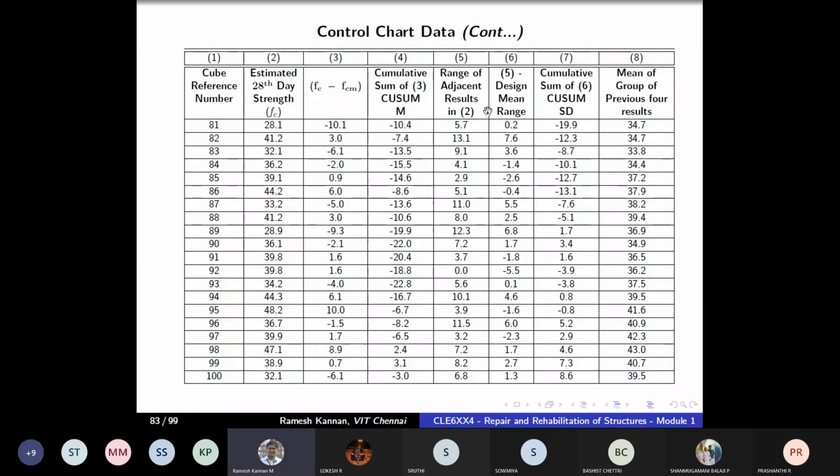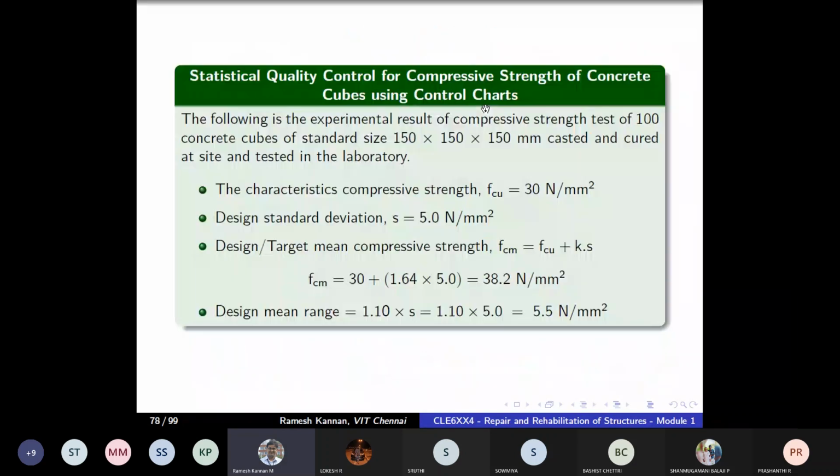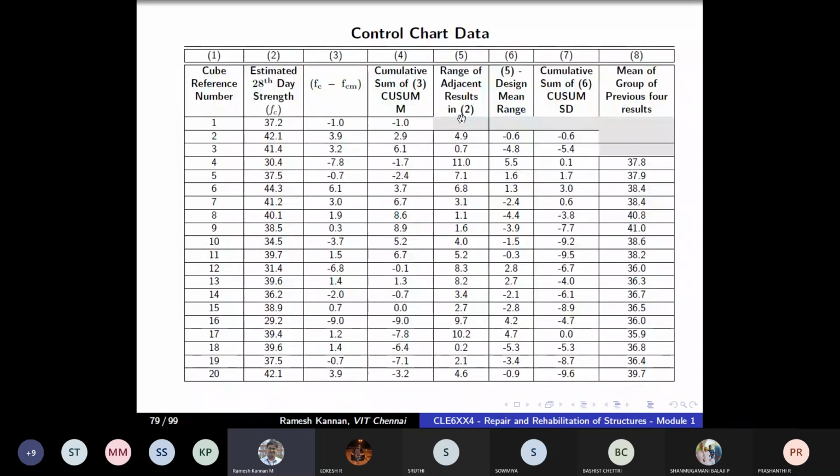Then the range of adjustment in cells, something like that. So what exactly is this? The values pertaining to 1 second.